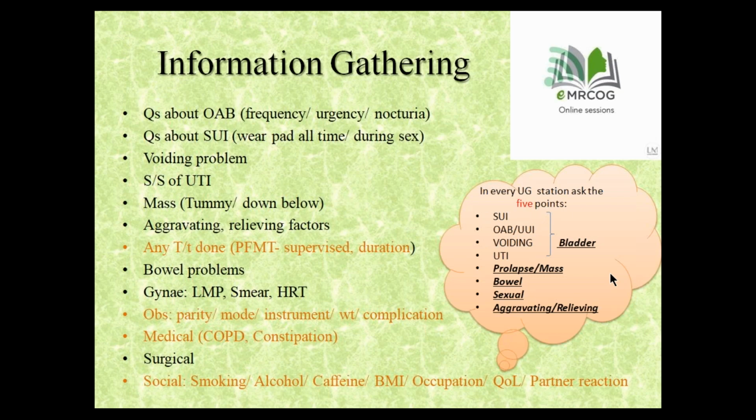So what are the 5 things I want all of you to remember? Bladder, bowel, prolapse, sexual, and aggravating relieving factors. Okay. If you divide it into these 5 headings, it's really going to help you to remember so many questions. So let's start with, for example, bladder. Whenever you're talking about bladder, there are 4 things which should come immediately to your mind. So one is, I will ask questions on stress urinary, that is, do you leak?